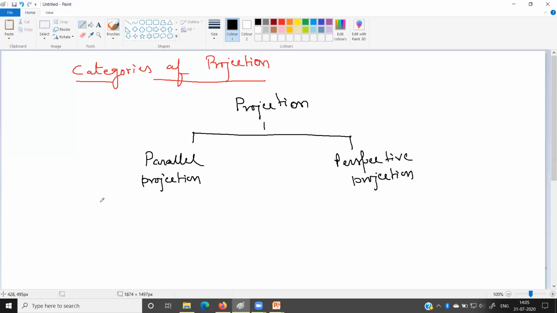Now, the parallel projection is again divided into two main categories, the first one called the orthographic projection, and the second one called the oblique projection. Fine. So the parallel projection again can be divided into two categories. The first one is called orthographic projection, and the second one is called the oblique projection.